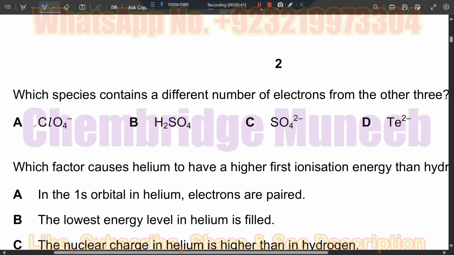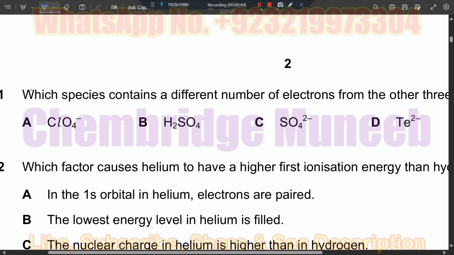Alright, starting from the first compound, which is ClO4 negative, we know that chlorine's atomic number is 17. You can check from the periodic table. So 17 electrons for the chlorine, and oxygen's atomic number is 8. And there are 4 atoms, which means 8 times 4, and then the negative charge indicates there should be one more electron of this whole compound, so I will add 1. If you calculate this value, it should become 50. So there are 50 electrons of this compound.